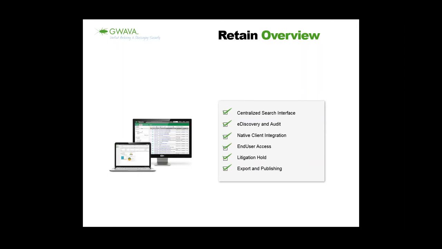We have a centralized search interface beside the native client integration, where the user can search all mailboxes he has access to. So we will reflect the delegation rights from Exchange so that a user can not only search his own mailbox, he can search all mailboxes he has delegation rights on, and also you can give additional rights to other mailboxes, meaning that if an employee is leaving, you can give another employee rights on that mailbox so he can search through that message also.